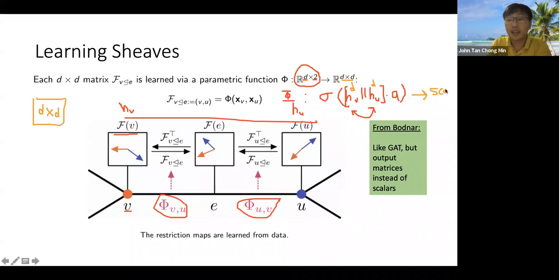So, as you would have guessed, how do you convert this scalar to a matrix? It's actually not that difficult. What they did is they just repeat this process d by d times. So you have different attention matrices for each of these. In essence you are trying to do attention for each of these little squares in your Sheaf Laplacian, finding out exactly what this value should be. This is quite a smart way of doing it, because you are trying to learn the sheaf from just the immediate neighbors, v and u. From there you apply attention and you can get your Laplacian matrix. So it's very similar to GAT, but instead of scalars, you output matrices.